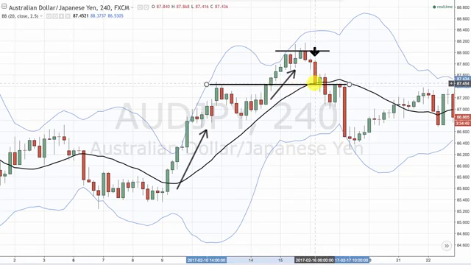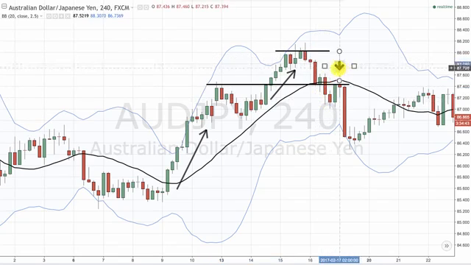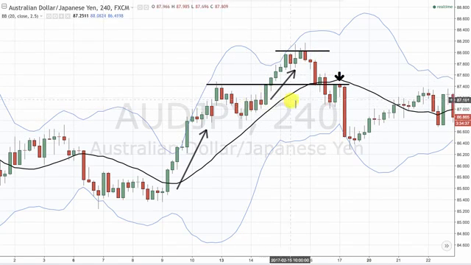This acted then as strong support here together with the 20 period moving average. We broke below it, we then came back into this level, we retested it, and then we sold off even more strongly. So you can see how we could anticipate such a reversal here. This would then probably be the real signal here.